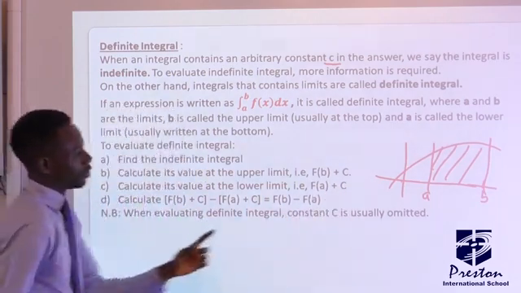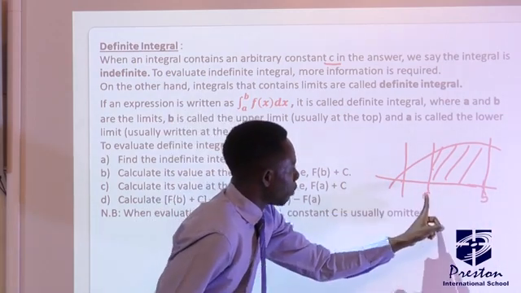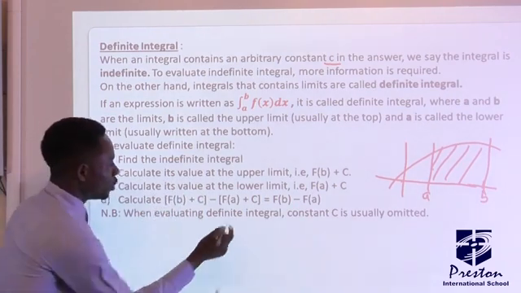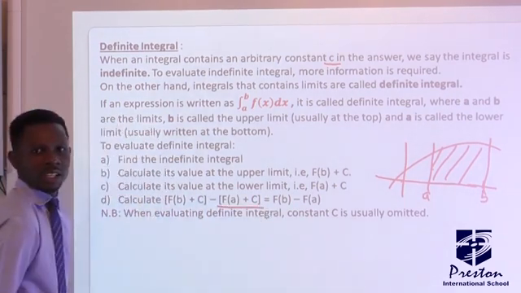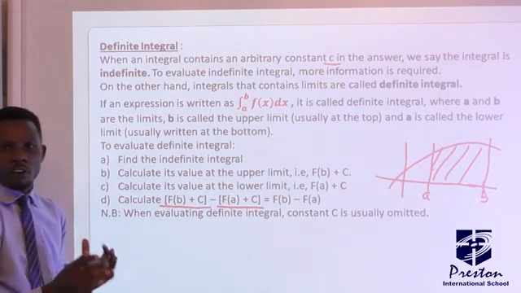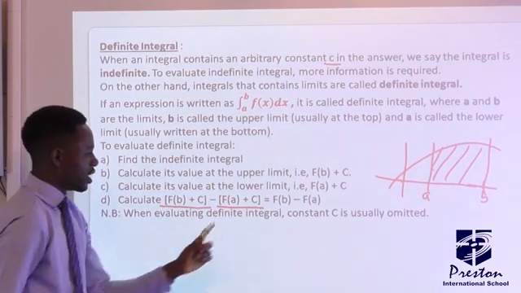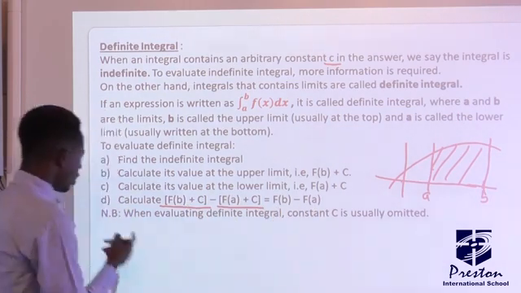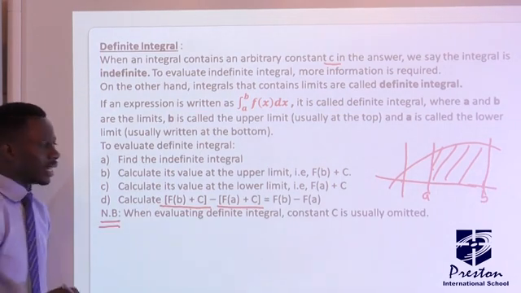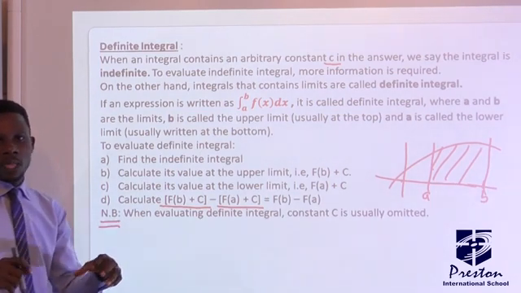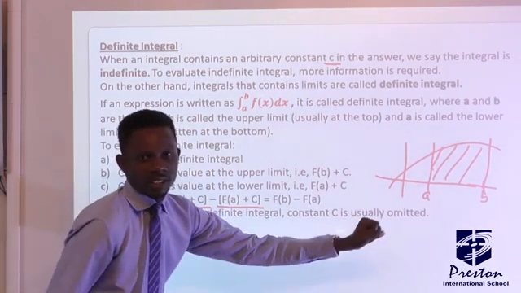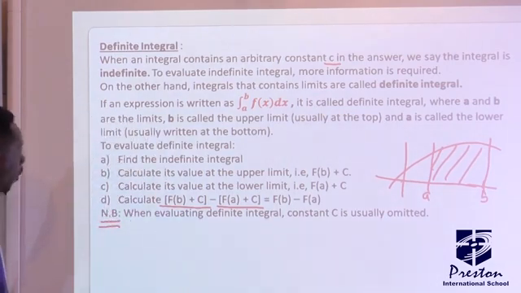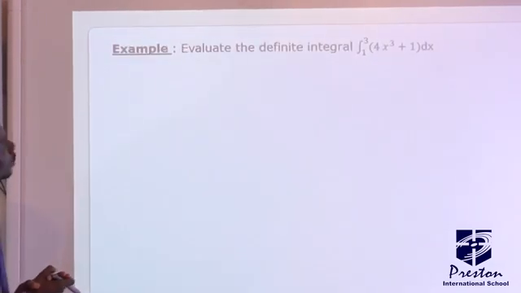And then once you have done that, just like I told you, you are subtracting the value at this point from the value at this point. So you are now subtracting the value at the lower limit, which is f of a plus c, from the value at the upper limit, which is f of b plus c. And you will agree with me, this c will cancel this c. So we are left with f of b minus f of a. It is now important to note that each time we are dealing with definite integral, the constant c is always omitted, because when we subtract, the c will nullify each other.